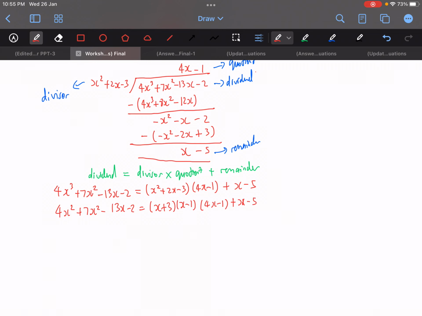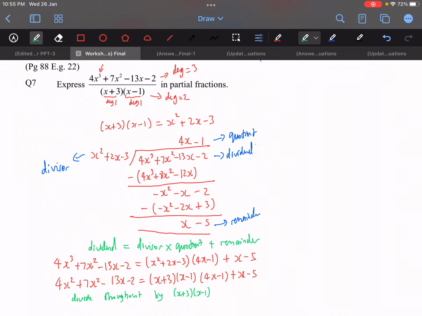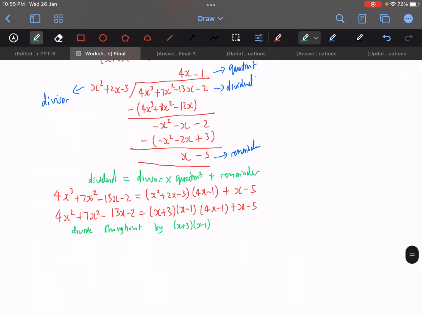Okay, so yeah, you have this, and like I mentioned, I have a reason for doing this. What we want to do now is to divide throughout by x plus 3, x minus 1. The reason we want to do that is because we want to get back what we had in the question initially, which is this.